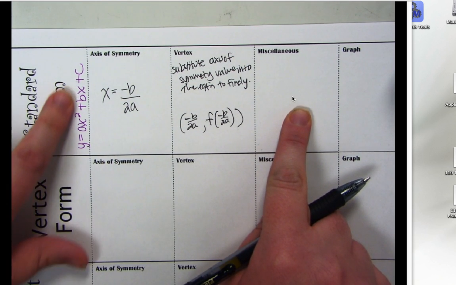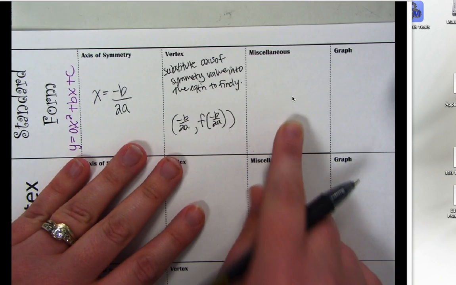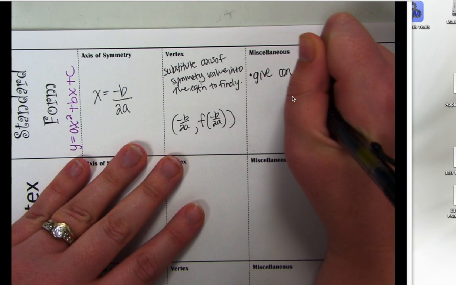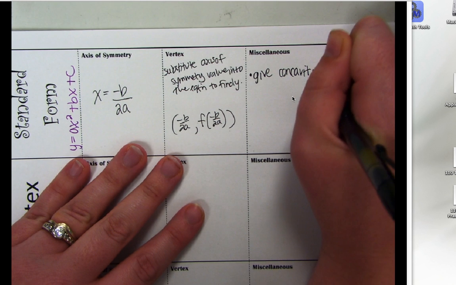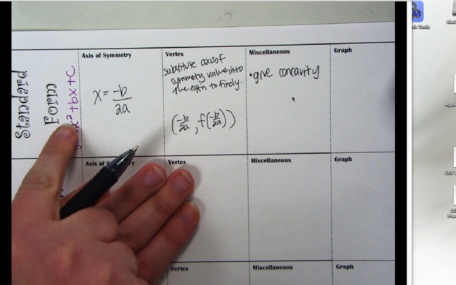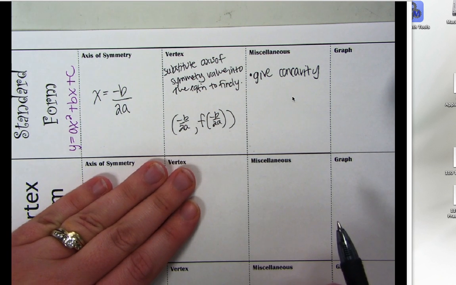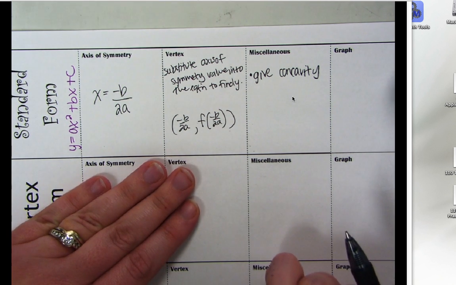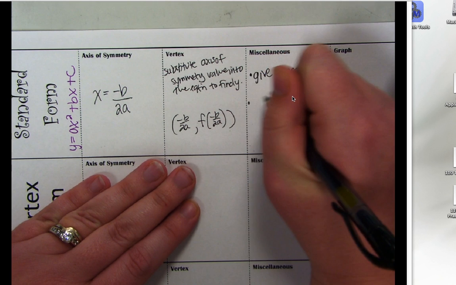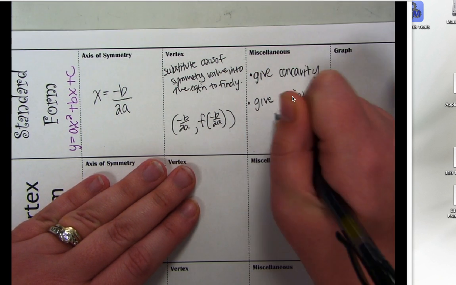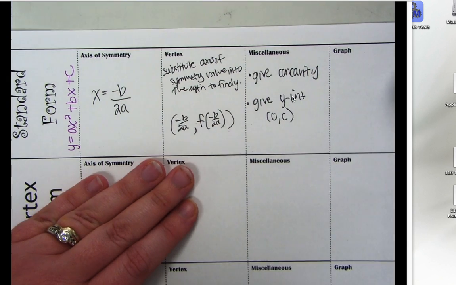Okay. Miscellaneous is like, what additional information will this standard form tell us? This standard form will give the concavity. And so by identifying if that a is positive or negative, we can tell if it's going to be an open up or open down parabola, and if that vertex is a maximum or a minimum. It's also going to give us the y-intercept. Okay, the y-intercept is just the ordered pair 0, c.